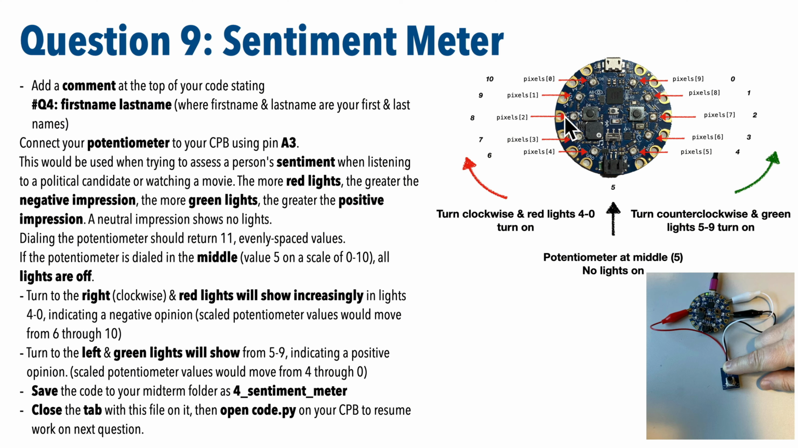That means no lights. Now again, this diagram here that was on the question itself is meant to show you what you're going to be working with. So the potentiometer values, when they've been scaled, if you get values 6 through 10, you're going to be lighting up lights 4 through 0. 5 is going to light up no lights. And then if you get values 4 through 0, you're going to light up lights 5 through 9. So that's the scaling challenge that you've got.